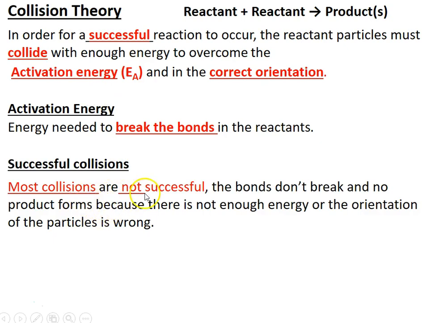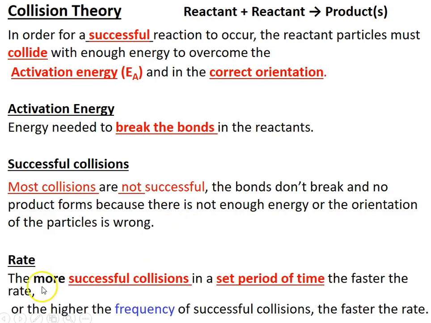Successful collisions. Most collisions aren't successful, so when the reactant particles collide, nothing happens. They have to have enough energy to break the bonds, and they have to be in the correct orientation. So the more successful collisions you have in a set period of time, the faster the rate. Or instead of using set period of time, if you use the word frequency, it means how often something happens in a set period of time.